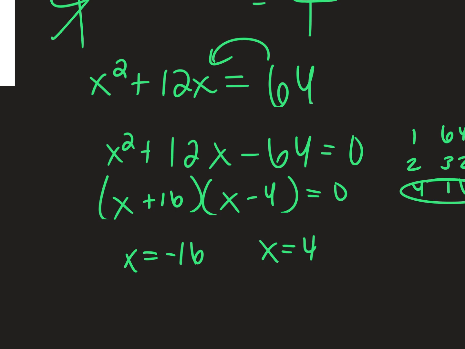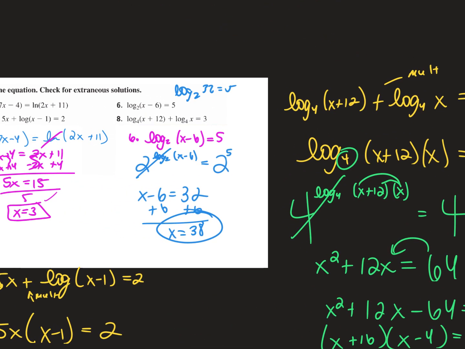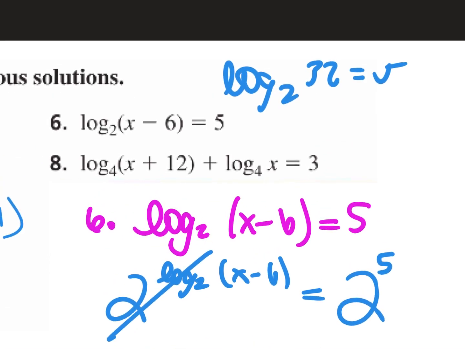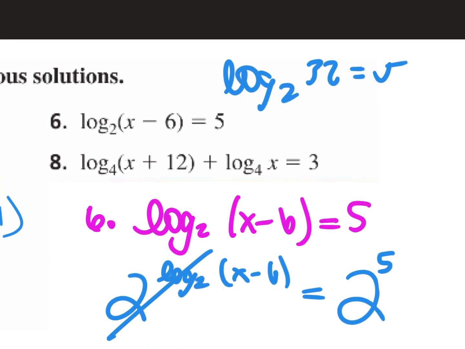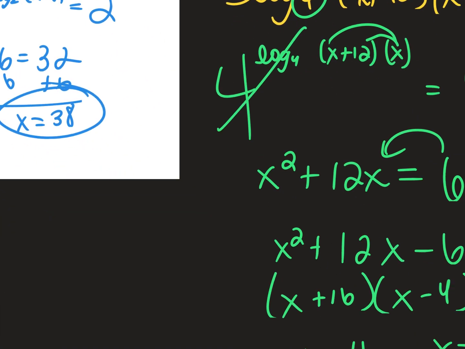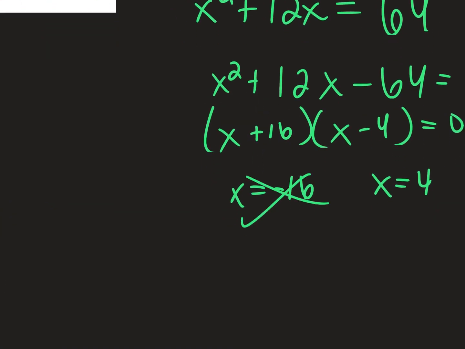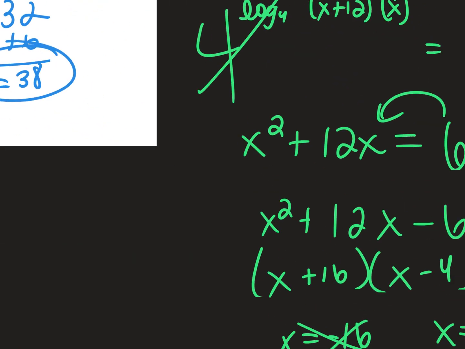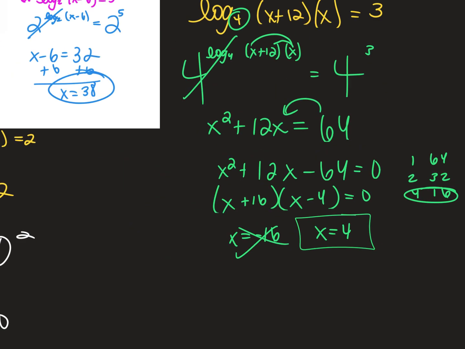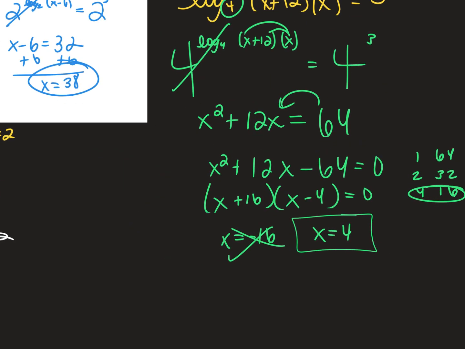What should I do? Let's check. Let's just check. Let's go back over here. Negative 16 plus 12. Yes or no? No. Cross it off. 4 plus 12. Yes. What would happen if you checked both of them and neither of them worked? No solution. Do you think there's ever a chance where you plug both of them in and they both work? Sure. You've got to make sure. There could be instances where they both work, there could be instances where neither of them work, or there could be instances where one or the other works.